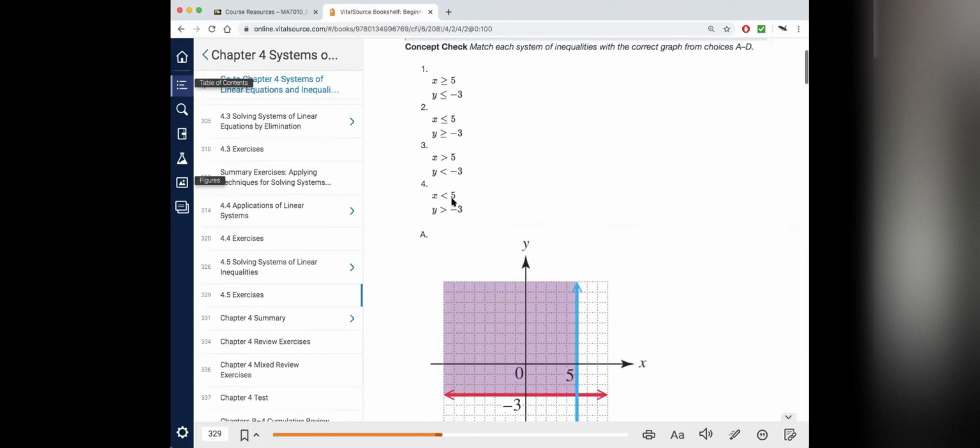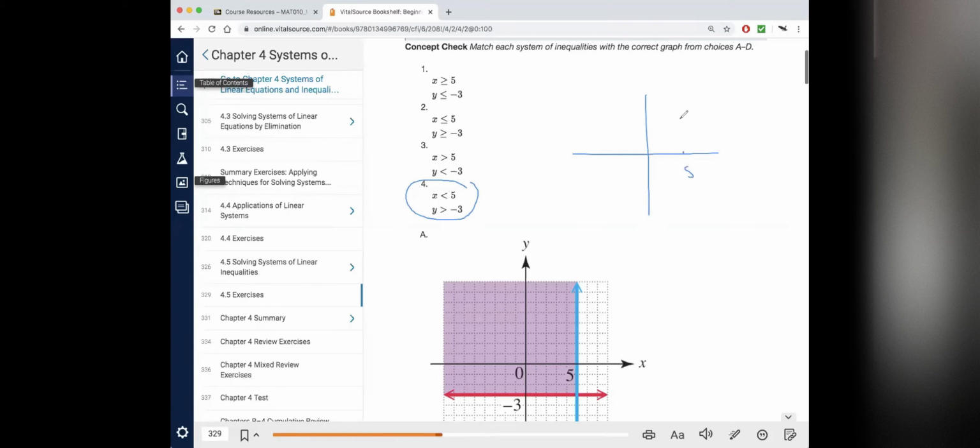So x is less than 5. Let me actually grab a pen. I have the luxury of writing on the book like this. Convenience. So let's do number 4. Basically, the first one says x less than 5. So x equals 5 will be here.